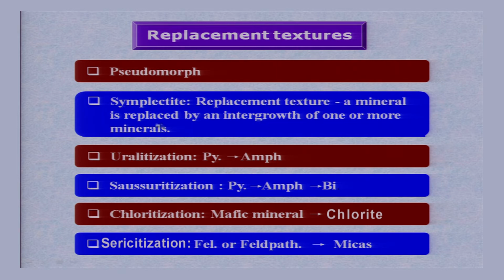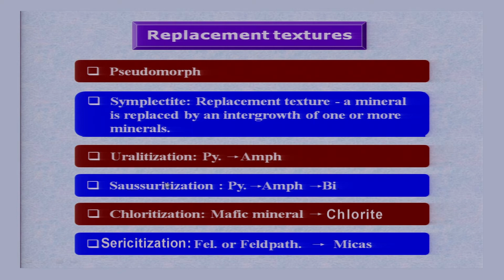A mineral is replaced by intergrowth of one or more minerals. Uralitization means addition of OH molecule in the pyroxene structure. As a result, amphibole is formed. The process is known as uralitization.